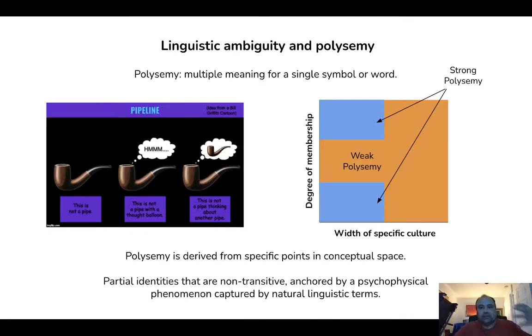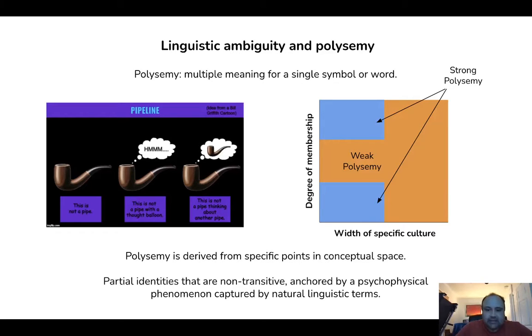We also have an interest in modeling linguistic ambiguity and polysemy. So one criticism of this might be, look, you're using these categories, but language is known to be fluid. It has ambiguities. It has multiple meanings for different words. And so we recognize that, and we've done some work modeling this as well. This is an example of polysemy, which means that you have multiple meanings for a single symbol. So this pipe has multiple meanings to different people. And you can actually model this as weak and strong polysemy based on the representation.